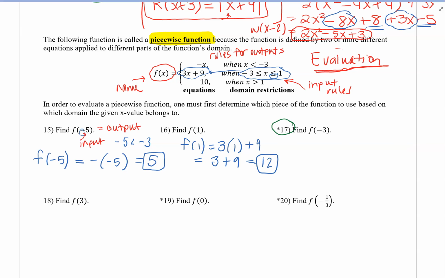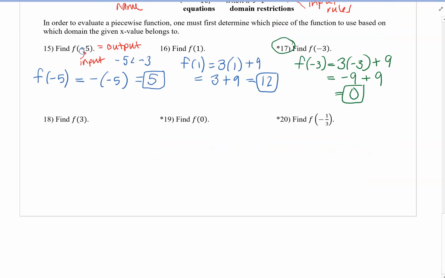So in number 17, we're given an input of -3. So I have to go and find where that input would belong. And I can see that it also belongs to that middle category because of the equal sign right there under the less than sign. That means I'm including -3 as an input. And therefore, to find the output, I would use this middle expression. So I would plug in -3 into the expression and evaluate. 3 times -3 would be -9, and then add those together, I get 0.